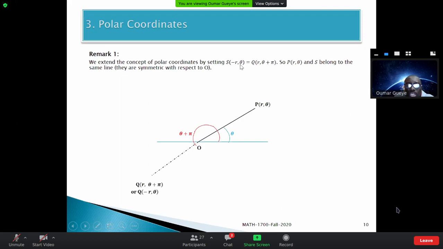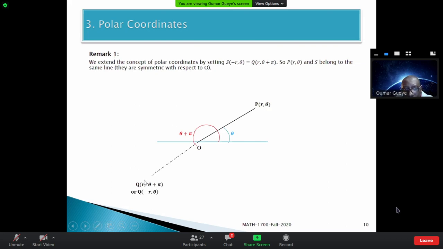All right, so let's suppose here we have the point P with coordinates r and theta. As I mentioned before, the first value r represents the length of the segment OP, and theta, the second entry, represents the angle between the horizontal line and the segment OP. And the positive direction is from the horizontal line to the segment.